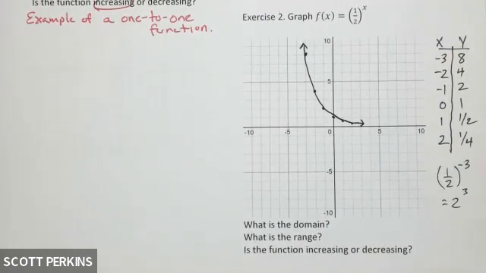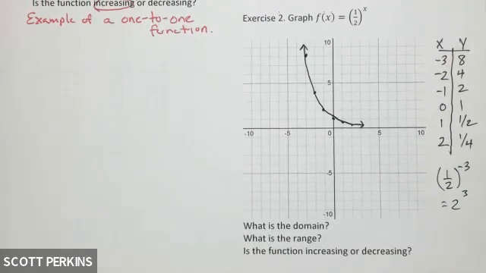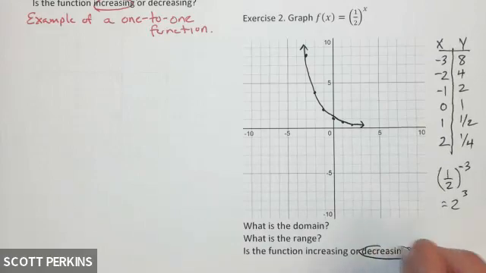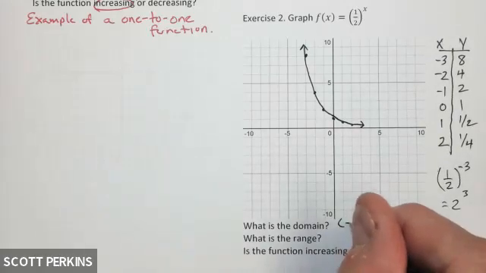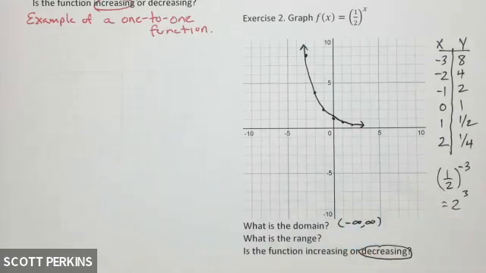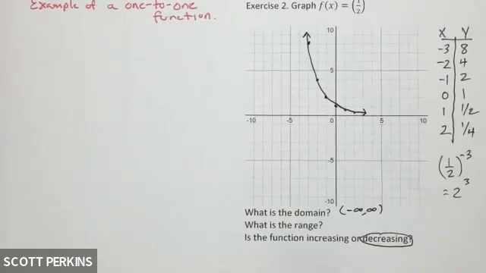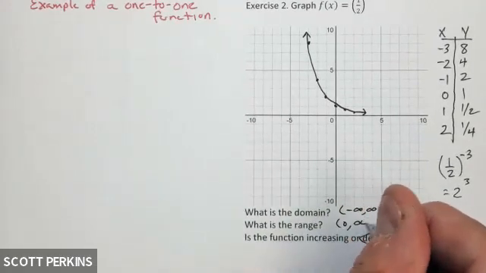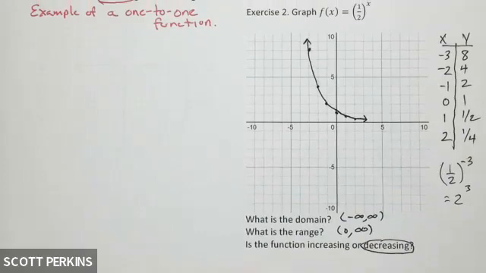What's the difference between this and example 1? What's the main characteristic? This one's decreasing, yeah. And so what's the domain? Again, the domain for my exponential is pretty consistent, -infinity to infinity. What's my range? Consistent for my exponentials, 0 to infinity.